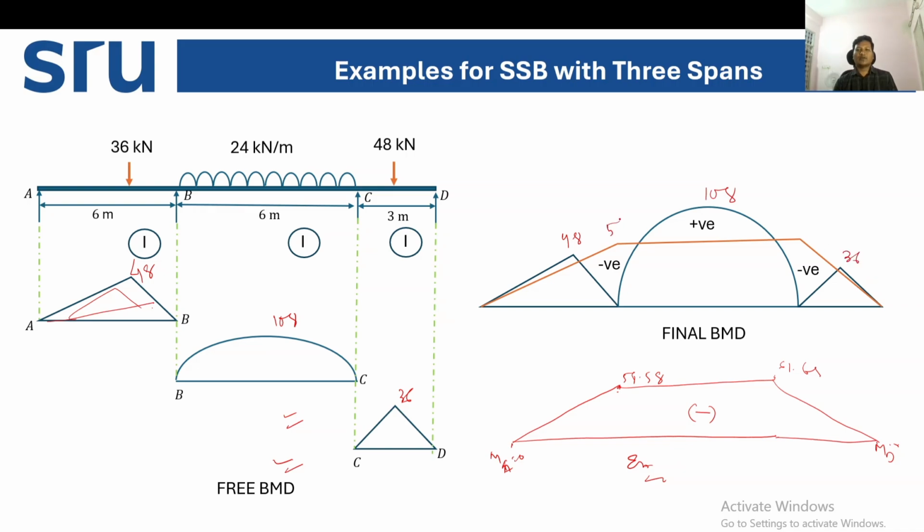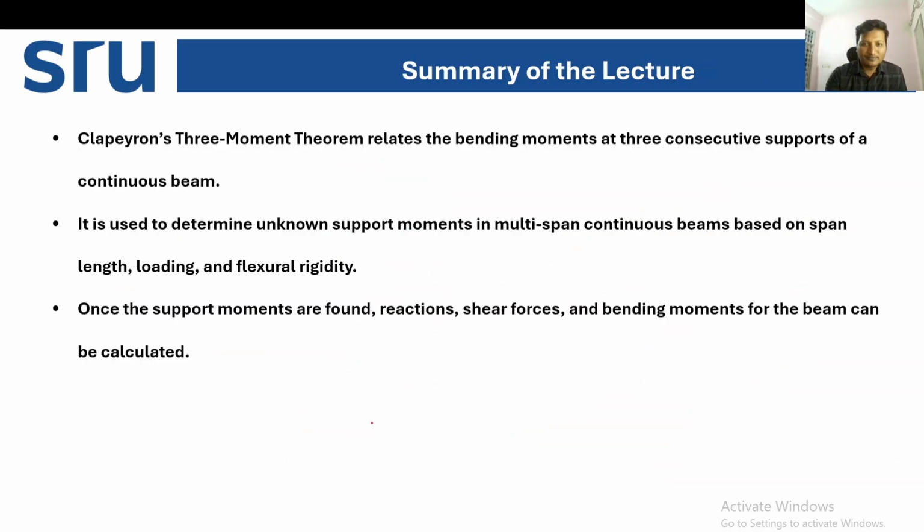Where is the point 58.58? Where is the point 61.68? Initially it was positive. So this is negative, this is positive, this is negative, and some part here is positive. And we can do the rest. Get this superimpose process, and this is your final bending moment diagram. I hope you understood this problem.